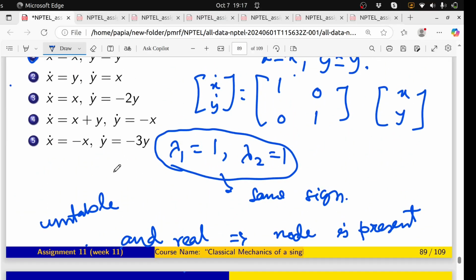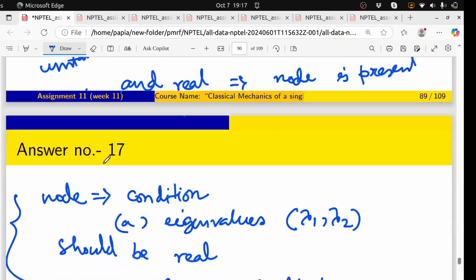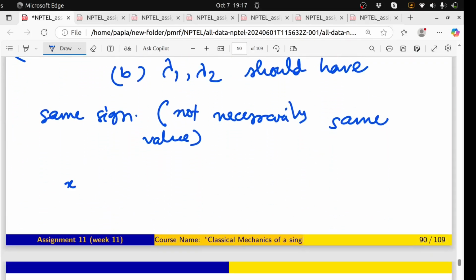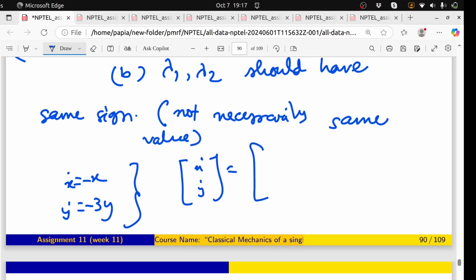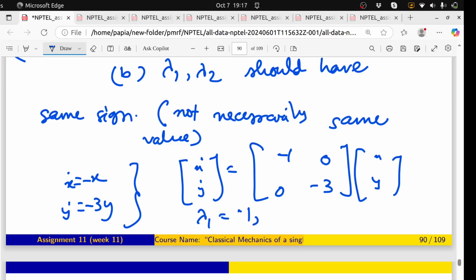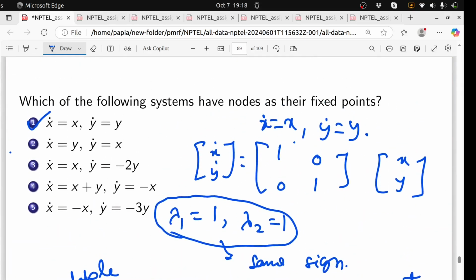Okay, now coming to the next one. X dot equals minus x, y dot equals minus 3y. So for this case, x dot, y dot is minus 1, 0, 0, minus 3. So here lambda 1 equals minus 1, lambda 2 equals minus 3. Both are real as well as same sign. So it will give me a node. So the fifth option is correct. So the first one and the fifth one both will give me a node.